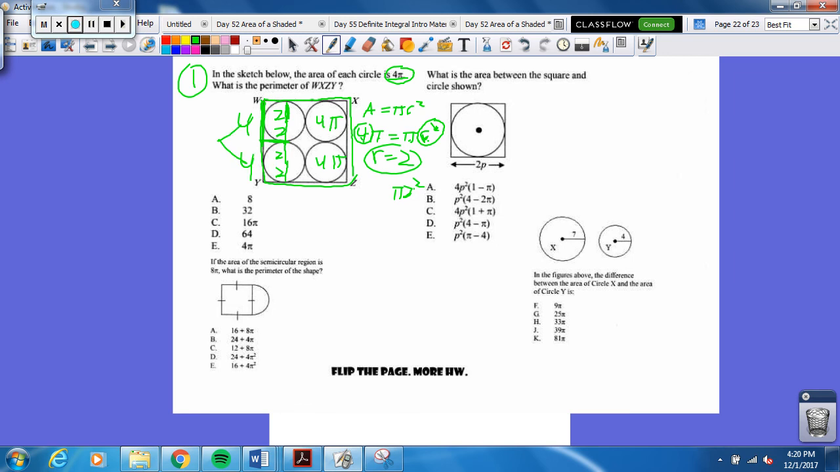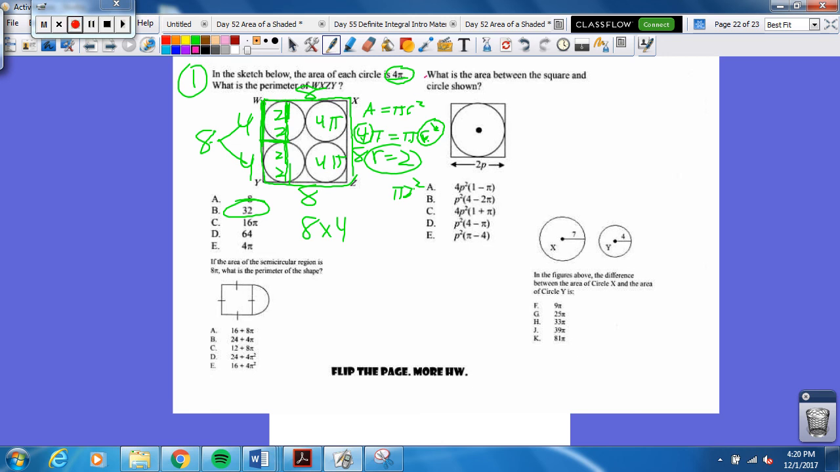So together, this whole side is 8 because the radius is actually 1, 2, 3, 4 radii. Right there, it's 8. And so since this is 8, this is also 8, and this is 8, and this is 8. 8 times 4 is the perimeter, which is, boom, B, 32. Got it. Let's try the next one right here.